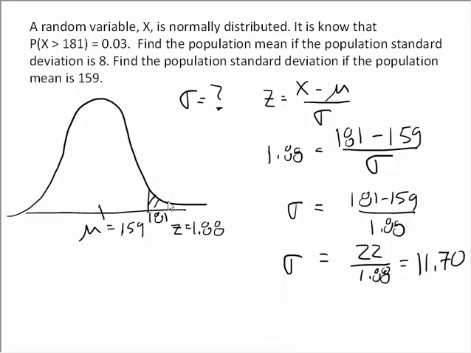Knowing that that's 0.03, and being able to recognize that that makes this 0.97, we could then use our standard normal curve area table and look up 0.97 and find the z value that corresponded to that, which was 1.88. And then work our problem.